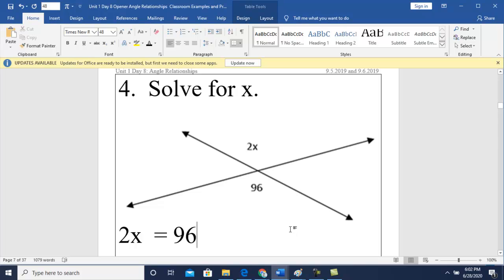Now if you feel that you could solve this on your own, pause the video and see if you can figure out what x is going to equal. I'll hold for a few seconds, pause the video and see if you can do it.